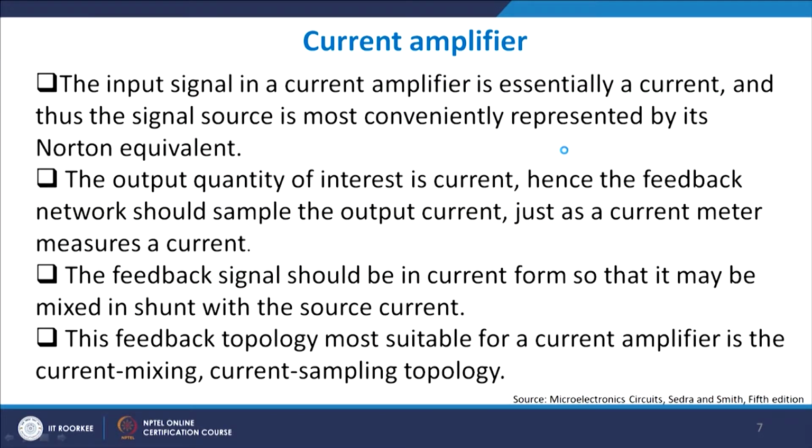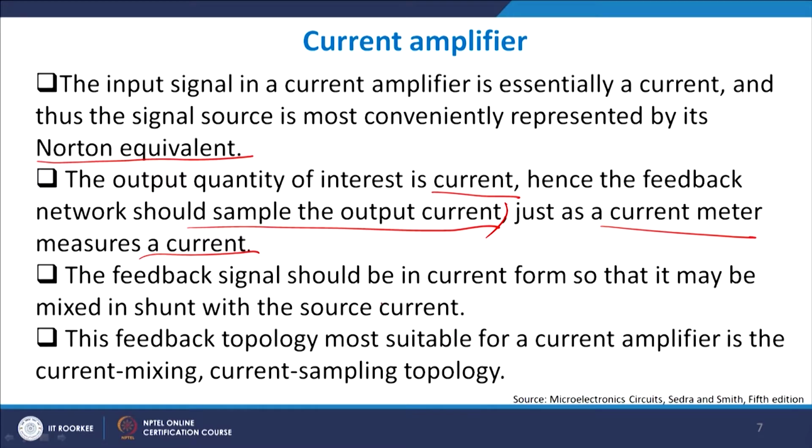Let me come to the current amplifier here now. The first was a voltage amplifier, this is a current amplifier. Input is a current, output is also a current. Since it is a current amplifier, we represent it by a Norton equivalent. If it is a voltage, you must know from your basic network theory courses or your electrical technology courses that voltage sources can be done very well with Thevenin, and current can be done very well with Norton equivalents. The output of interest, as I discussed with you, is current, hence the feedback network should sample output current, and therefore output current will be sampled on the output side.